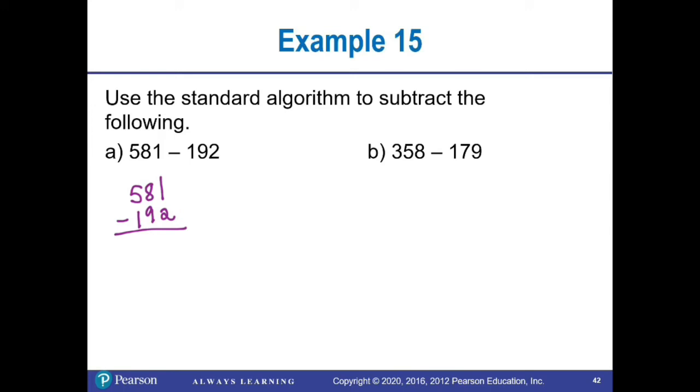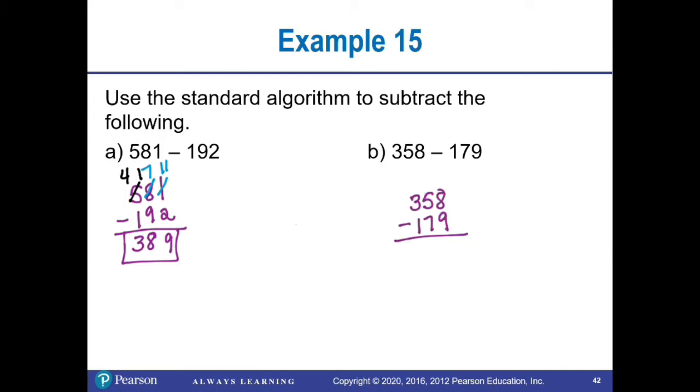Start with your ones column. I need to take away 2 ones, but I only have 1 to start with, so I don't have enough ones. I'm going to trade 1 ten for 10 ones. That gives me 11. So 11 minus 2 is 9. Move to your tens column. I take away 9 tens, but I only have 7, so I don't have enough tens to take away. I trade 100 for 10 tens, so 7 plus 10 gives me 17. 17 minus 9 is 8, and then 4 minus 1 is 3 for 389.